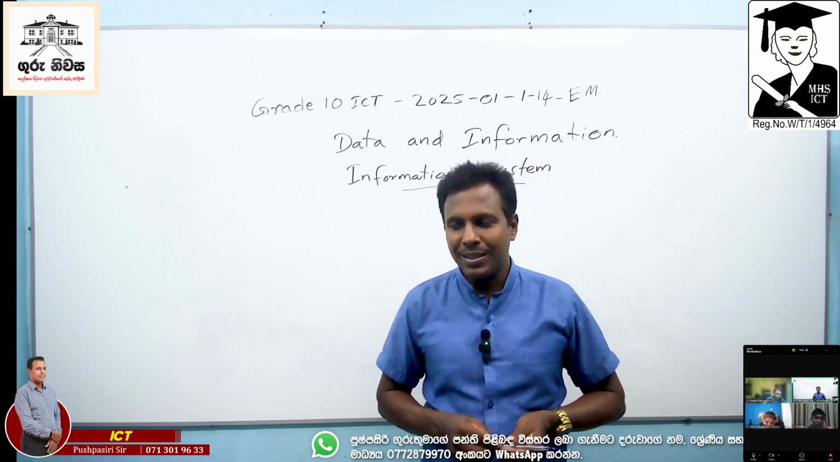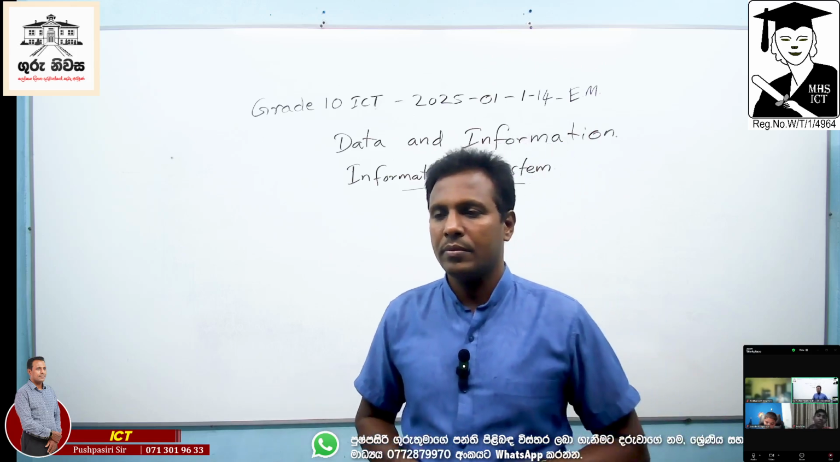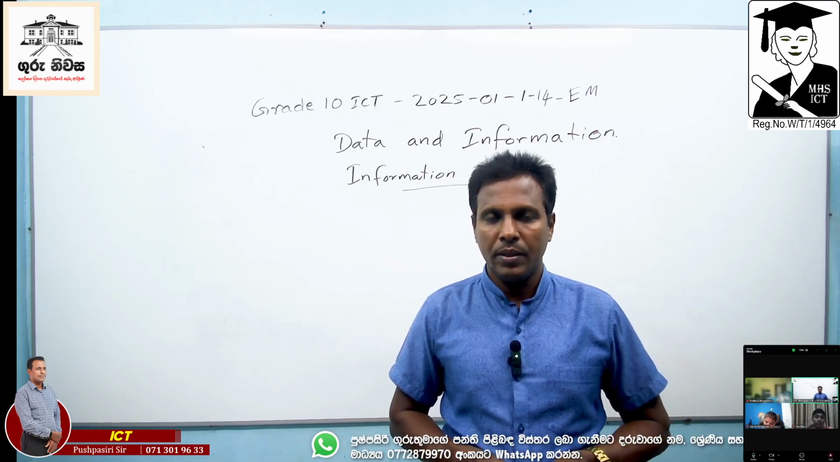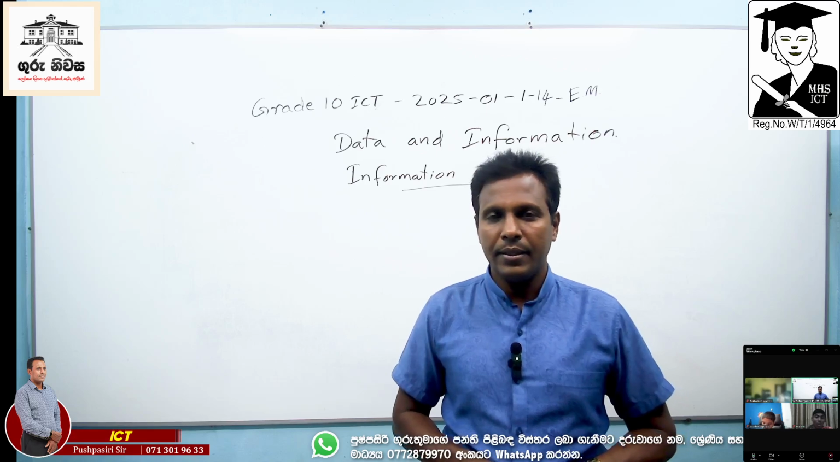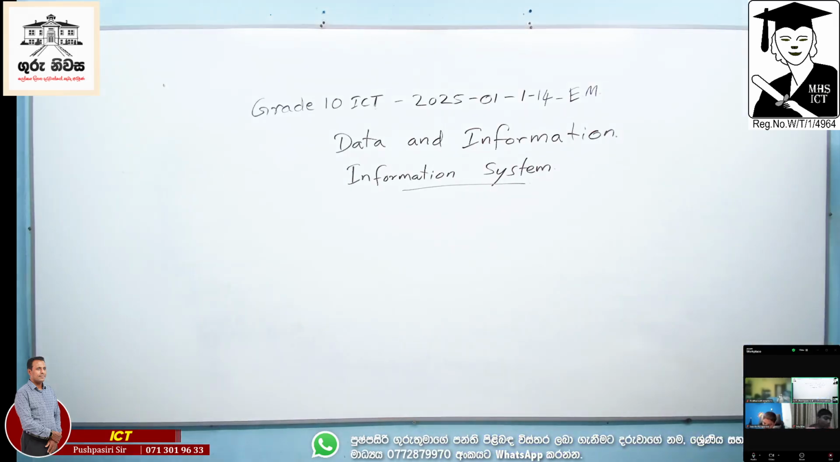Information systems are the systems that produce information requirements of a certain target.